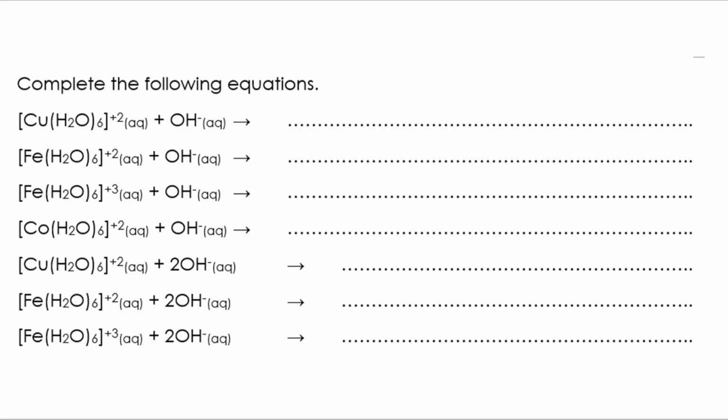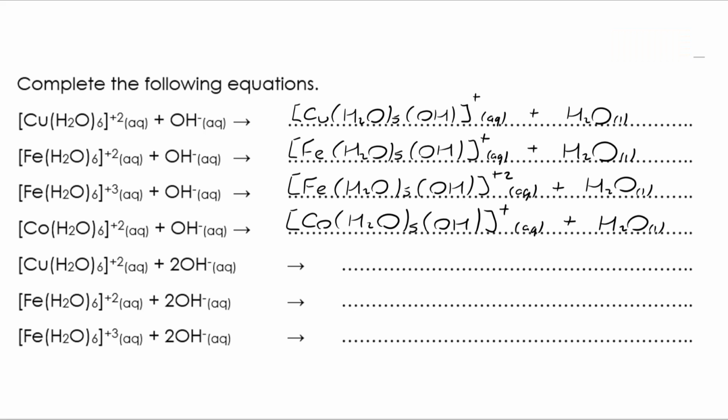Let's take a look at some examples. I want you to go through each of these and finish the equation. So pause. And I'm going to jump straight in here with the answers to the first four. In each of them, you can see that we have replaced one H2O with an OH and we've made an H2O. Exactly the same as we've done in the previous examples. I think in every single one of these, you can see that we have got aqueous complexes. We have still got charged complexes.